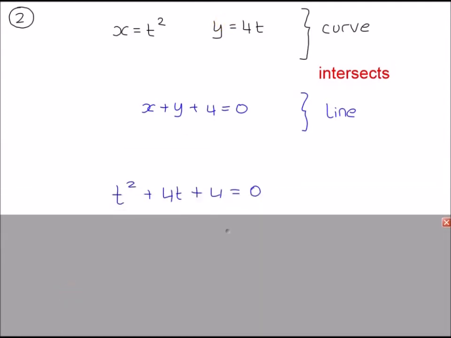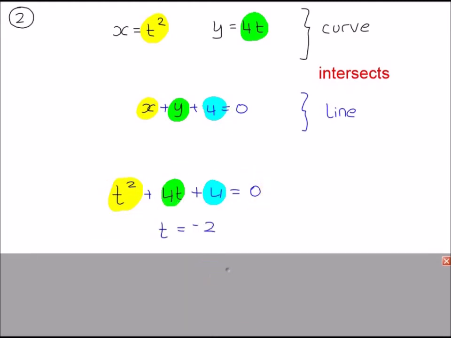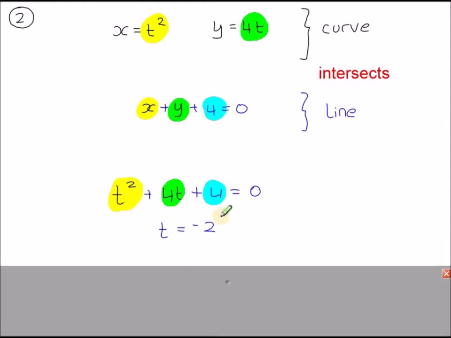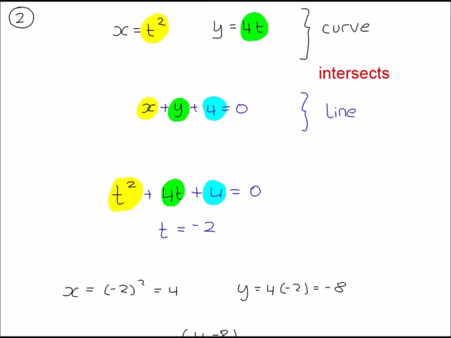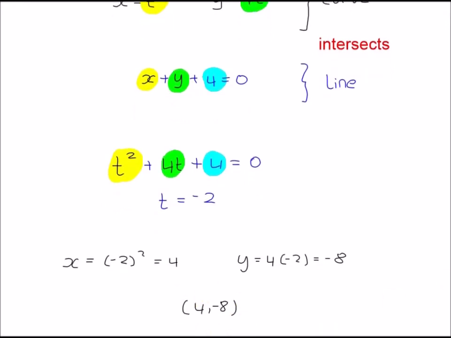Okay, so first step, x is t squared here, and y is 4t here, and then we've got plus 4 there equals 0. So we have an equation all in terms of t, and we solve to get t equals minus 2. So now we're going to substitute this value into x and y to work out the coordinates of the point of intersection. There is a single point of intersection because we only have a single value for the parameter t. So substituting in gives us this point as the point of intersection.